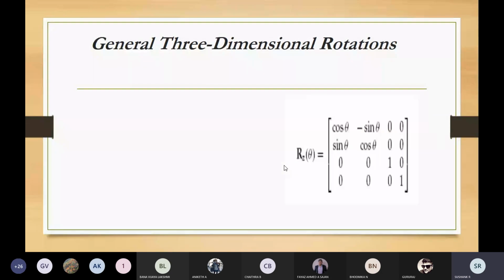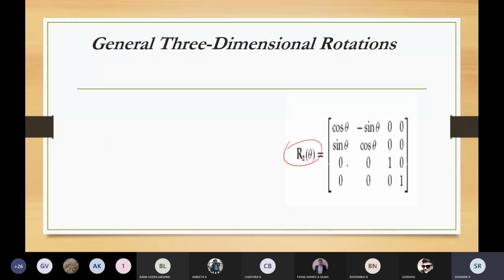Similarly, if you are rotating the object by angle theta around the z-axis, you will get this formula: cos theta, sin theta, minus cos theta, minus sin theta, cos theta. So this is the third step.